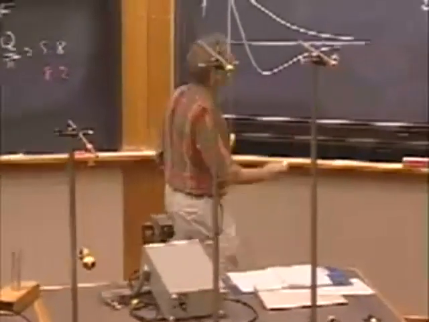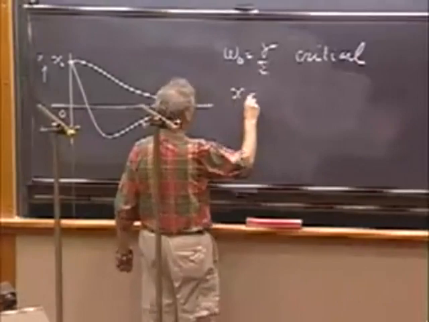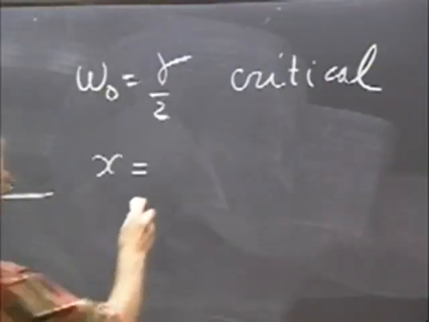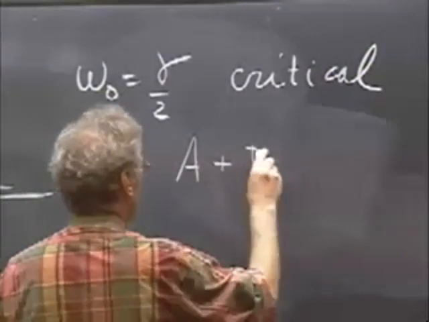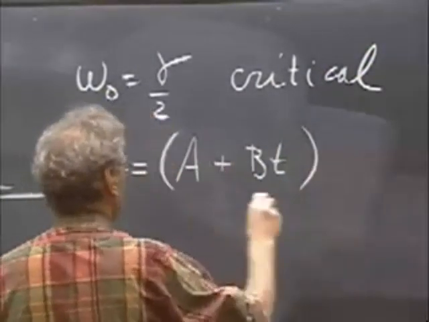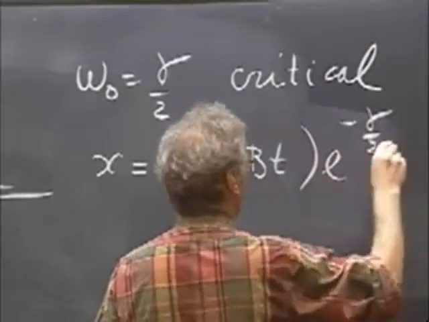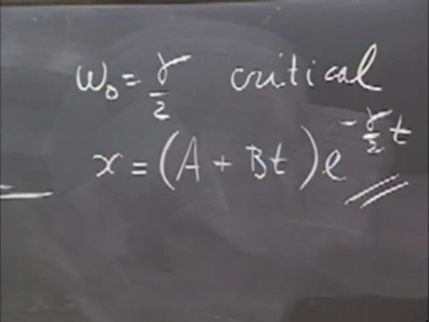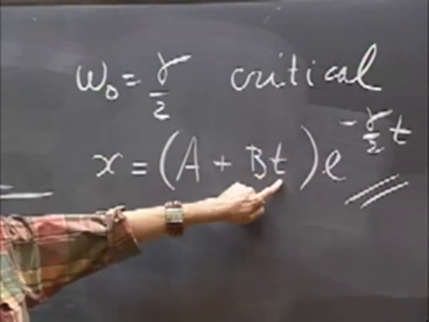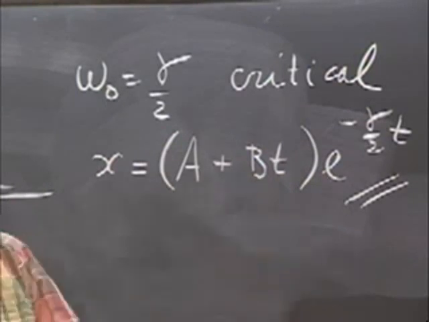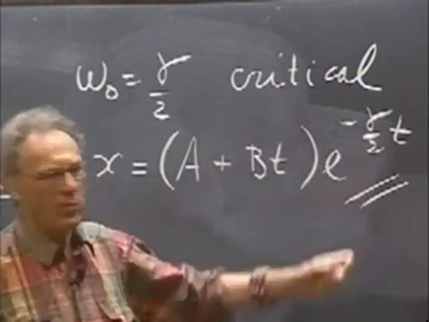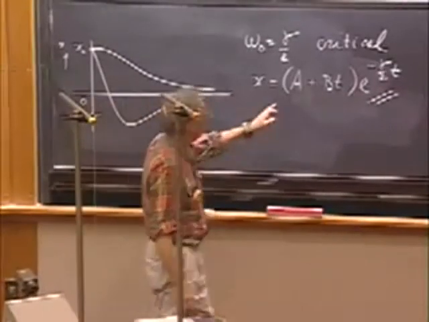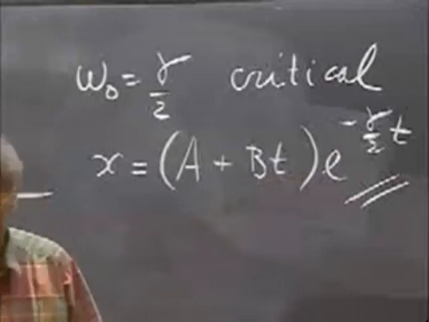And with critical damping, the solution, and this I give you without any derivation, is A plus B times t, times e to the minus gamma over 2 times t. Only one decay time, one exponential decay time, but there is something funny here. There is also a t here. So this Bt is linearly growing in the beginning, but of course the exponential kills it. And again, your two adjustable parameters, A and B, follow from the initial conditions.